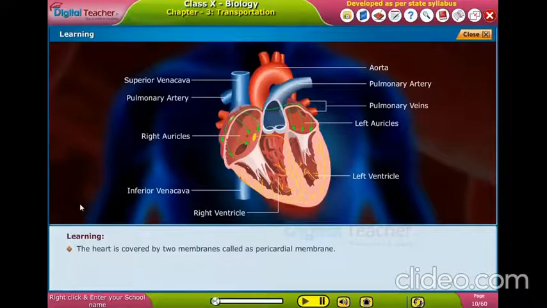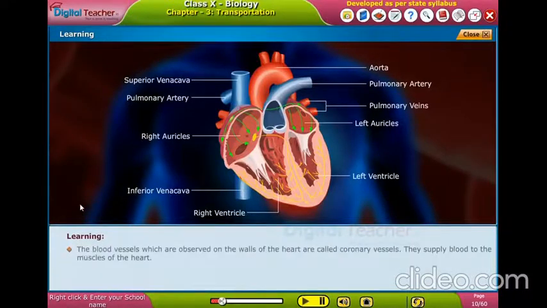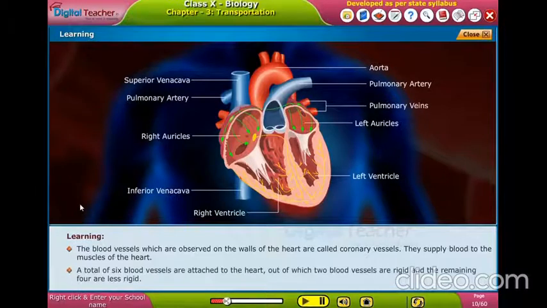The heart is covered by 2 membranes called pericardial membrane. The space between the two layers of pericardial membrane is filled with pericardial fluid, which protects the heart from shocks. The blood vessels which are observed on the walls of the heart are called coronary vessels. They supply blood to the muscles of the heart. A total of 6 blood vessels are attached to the heart, out of which 2 blood vessels are rigid and the remaining 4 are less rigid.